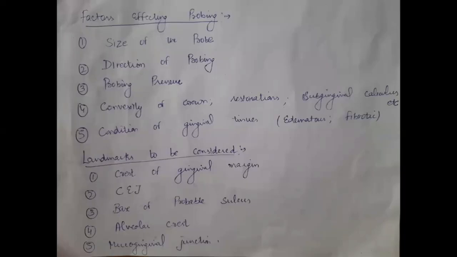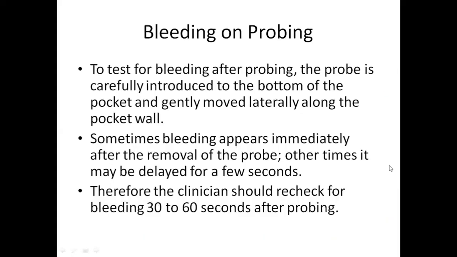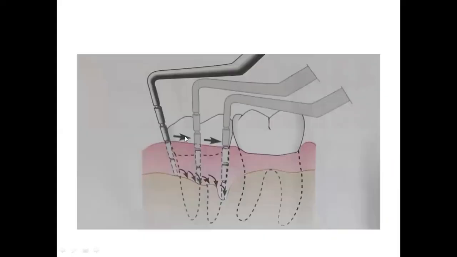Done. Now, what are the landmarks which are to be considered while doing probing? It is the crest of the gingival margin, then the cemento-enamel junction, then the base of the probable sulcus, the alveolar crest, and the mucogingival junction. See, in this, how to do probing. A probe is inserted from one direction, and then it is walked circumferentially around the tooth, and the deepest part of this probing is noted.